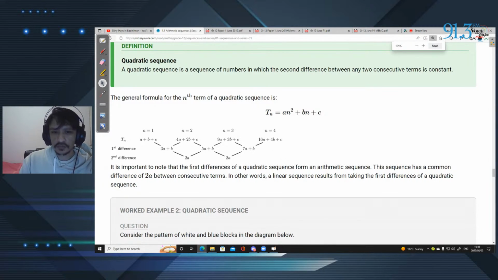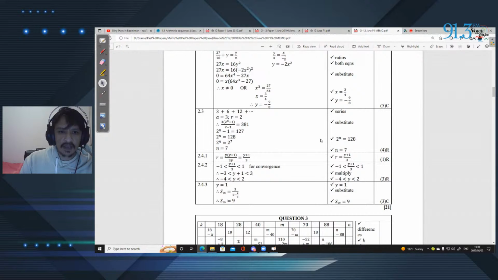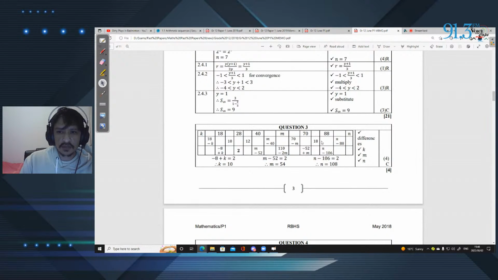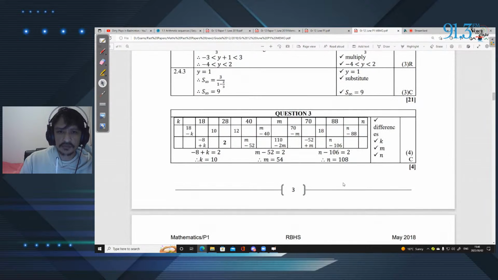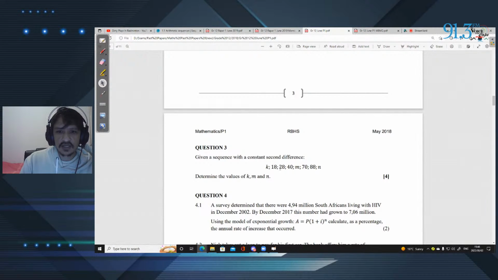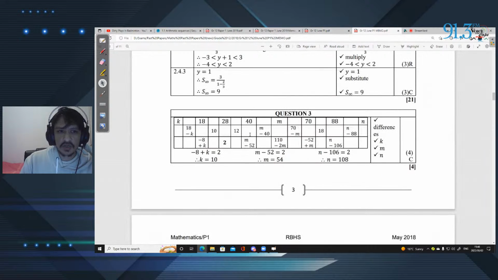Now, okay, I can see the time's a little bit limited. So let us just go to the memo for this one quickly. And if we look at what they did here, they set up some table for question 3. And if you look at question 3, it states K, 18, 28, 40, M, so on and so on. And here they did that. They got K, 18, 28, 40, M, 70, 88, N. They set up the sequence on top.